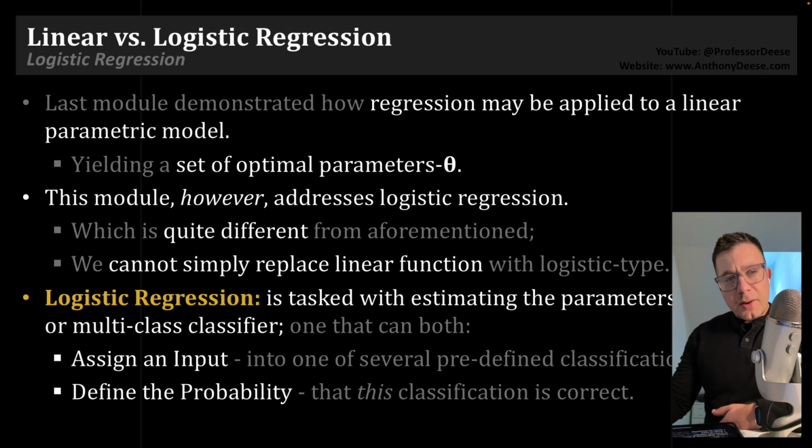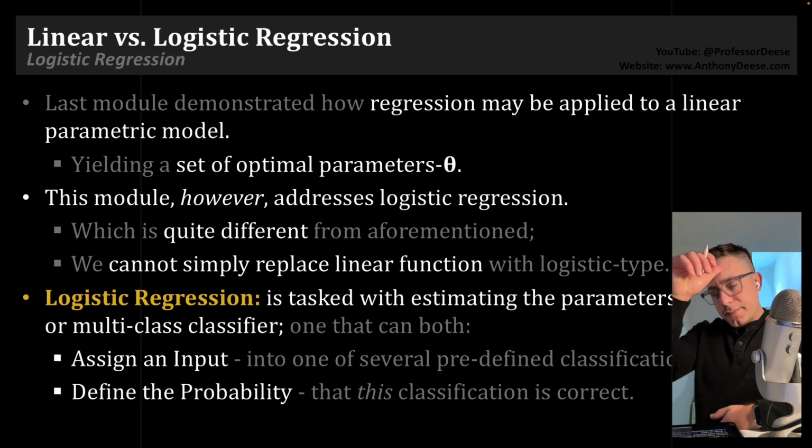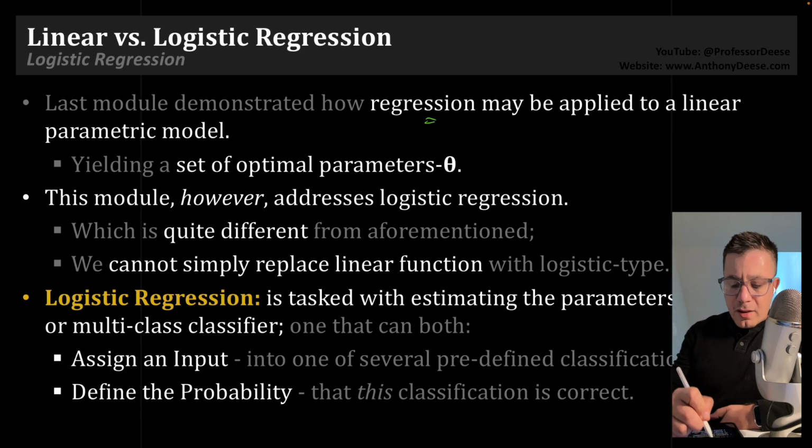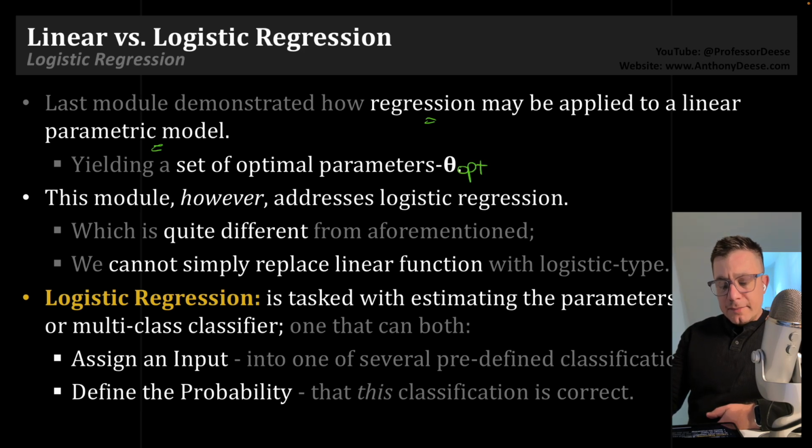and begin with a little bit of a comparison between linear and logistic regression. The last module demonstrated how regression may be applied to a linear parametric model, right? It yields a set of optimal parameters, which we denote as theta sub OPT. This module, however, addresses logistic regression. And in the overview, we already demonstrated some of the differences, right? Logistic regression is quite different from linear regression.